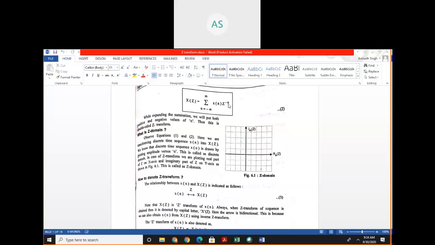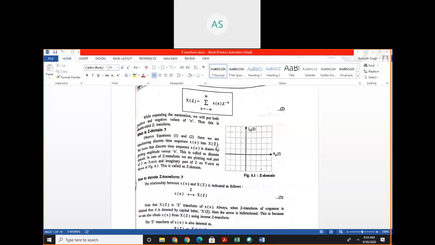What is the Z domain? This is x and this is y. So z is a complex number and it is equal to x plus j y. And we are transforming the discrete time signal x of n into X of z.